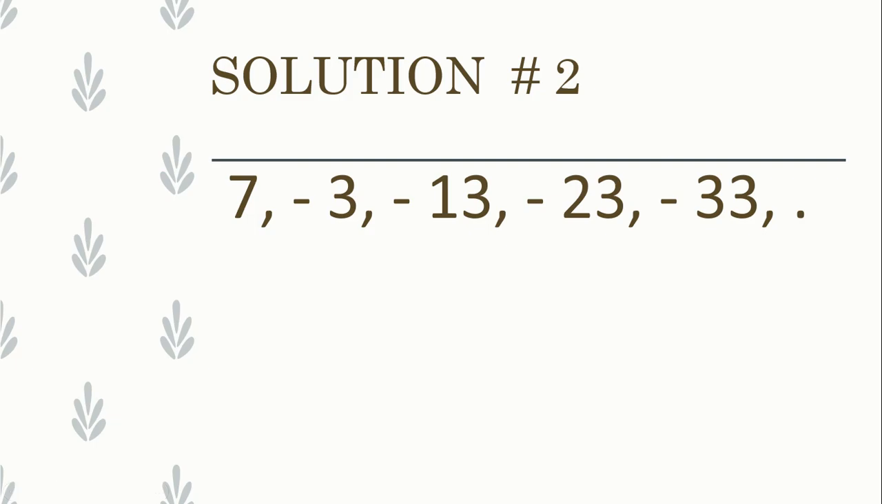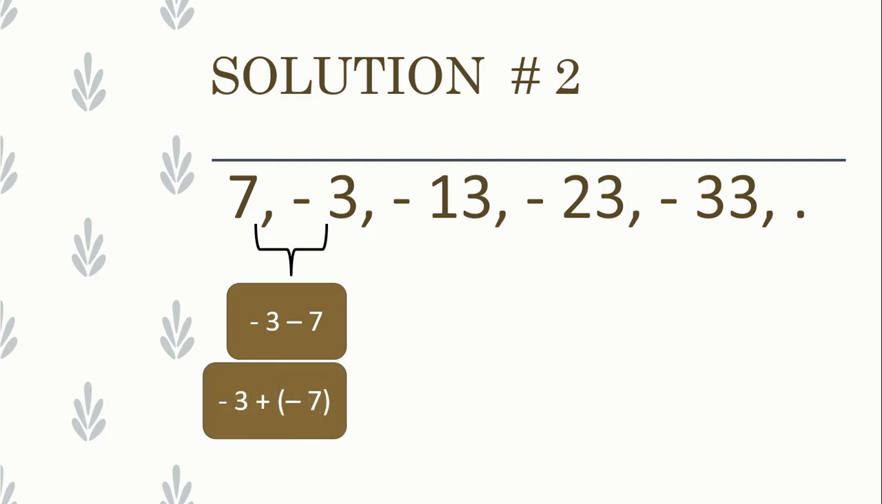The first two terms are 7 and -3. The previous term of -3 is 7, so we will subtract 7 from -3. -3 minus 7. So we will change the sign of positive 7. So that will become -7 and proceed to addition. -3 plus -7. Since both the addends have negative sign, we are expecting the answer to have negative sign as well. So to find the final answer, take the absolute value of both addends, then add.